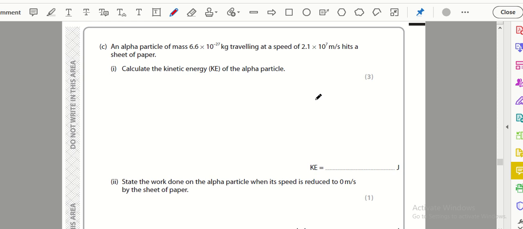Alpha particle has mass and is traveling with speed. Calculate kinetic energy.